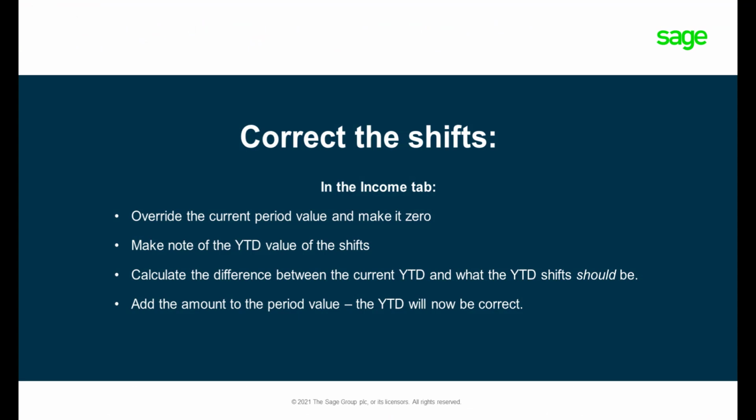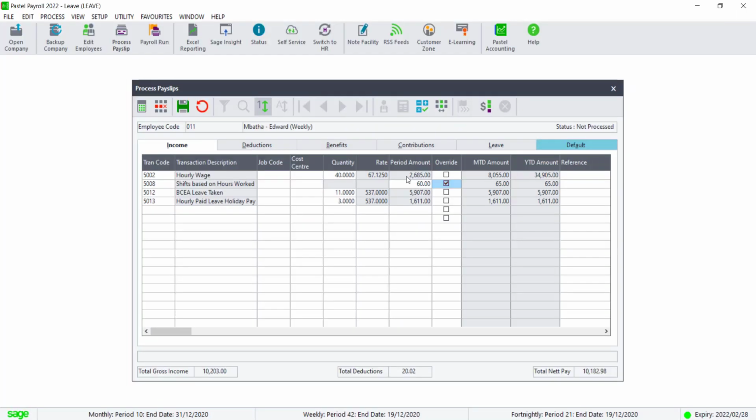Now calculate the difference between the year-to-date value and what the calculated amount should be, and add this value to the period amount. As the year-to-date is currently showing as 5, and we want it to be 65, we will enter 60 as the period value. Then save the payslip.